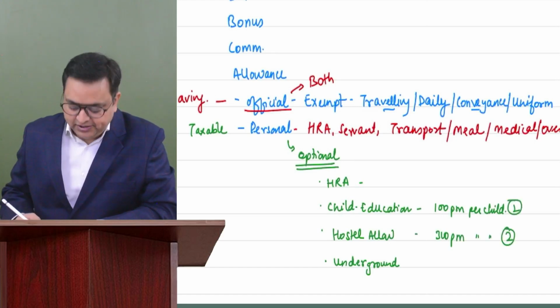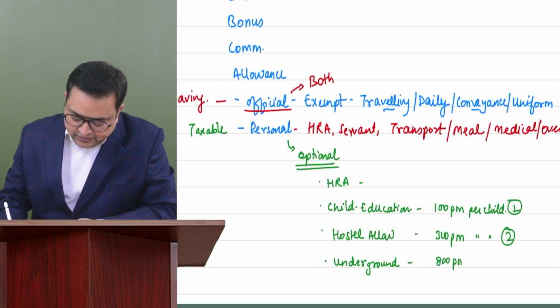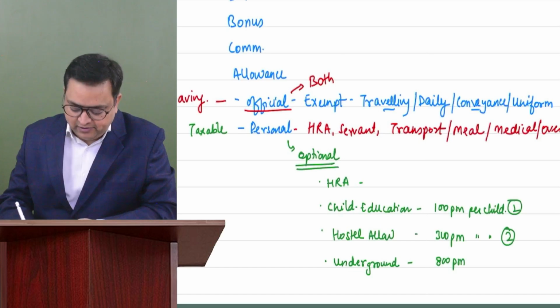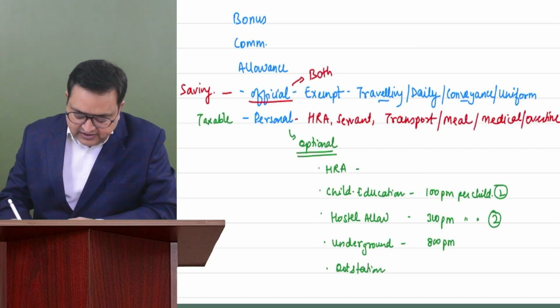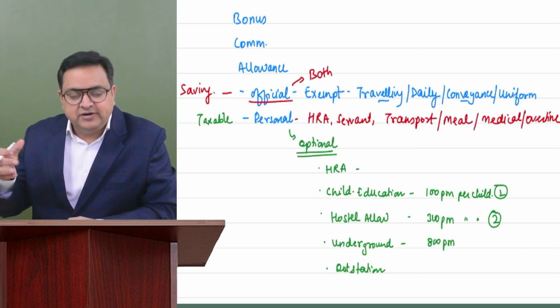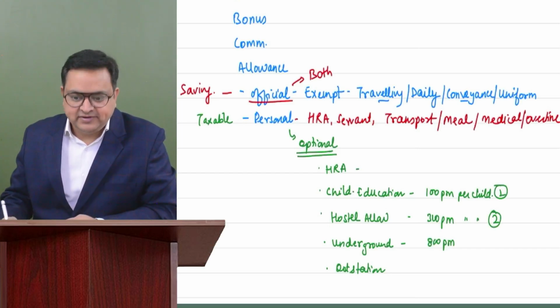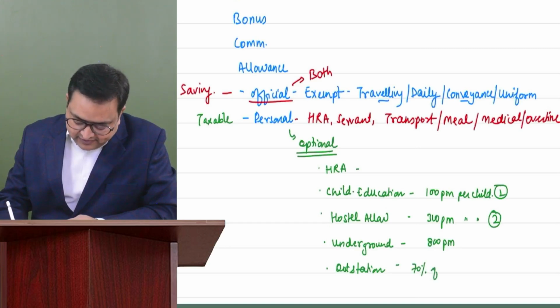Maximum two children. Got it. Underground allowance is not so important, but yes, it is exempt up to 800 rupees per month. There is one more allowance which is called outstation allowance. Outstation allowance is generally given to employees who are working in the transportation industry, so let's say a driver, truck driver, etc. They are provided outstation allowance. It is exempt up to 70% of such allowance or rupees 10,000 per month, whichever is lower. Got it?